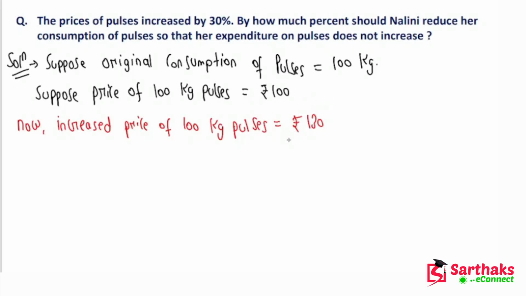So 100 plus 30, 130 rupees. So that is the increased price, which is 30% obviously more than the previous prices. Okay, but Nalini does not want to spend more than rupees 100.